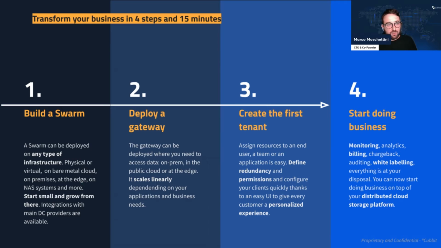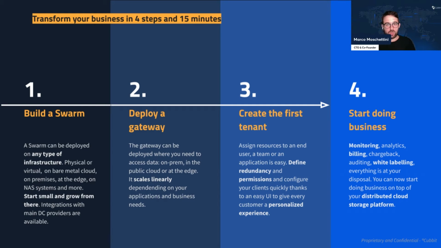So let's see what the steps are to use this DS3 Composer to become a cloud provider in just 15 minutes. First, as I said, you need to create a swarm. To create a swarm, you just collect the resources of your infrastructure. They can be physical, on bare metal, virtual, or also at the edge. You can use NAS systems, we work on NAS systems as well. You can use, I don't know, Raspberry Pis, a lot of ARM64 systems work as well. So you connect all these resources together to our interface. Then you have your swarm.